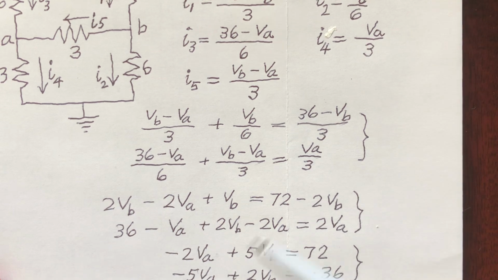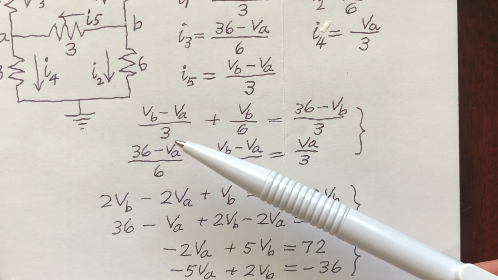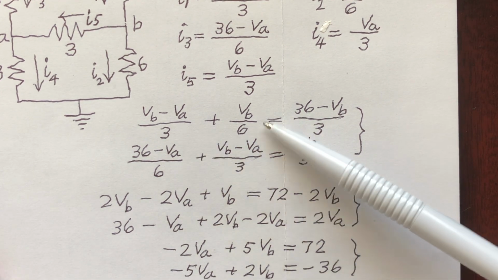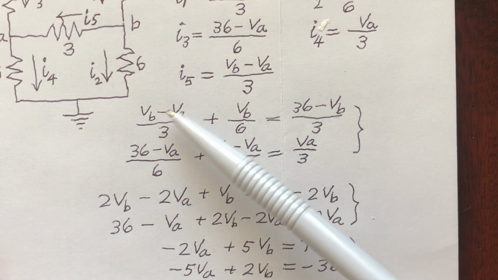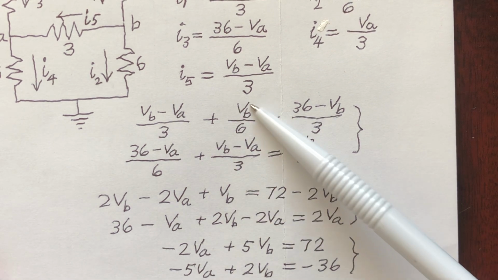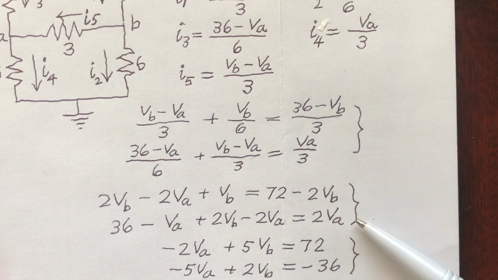Now I want to get rid of the denominator. 3, 6, 3, the common denominator is 6. So I multiply 6, multiply 6, multiply 6, I get this.